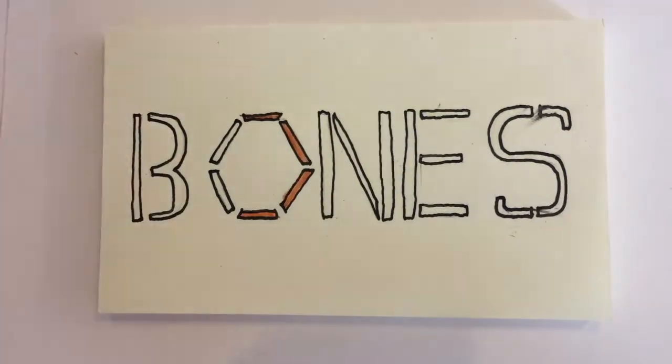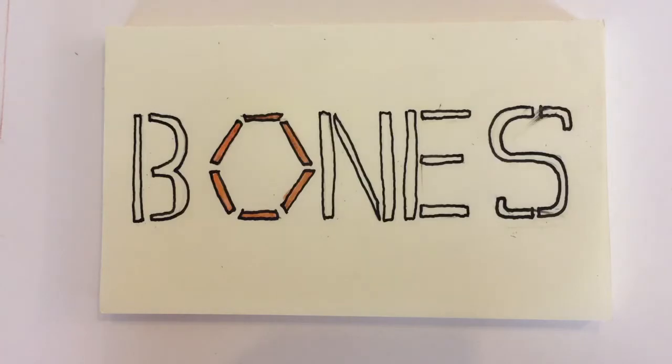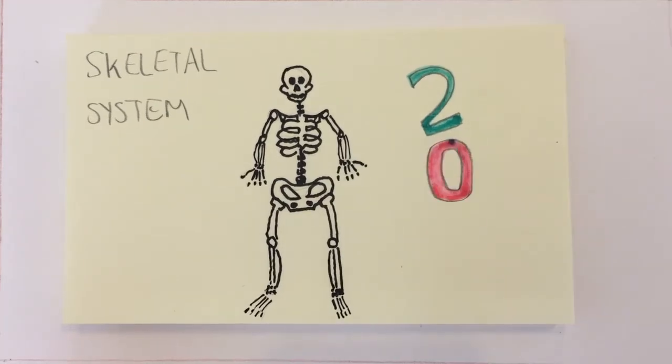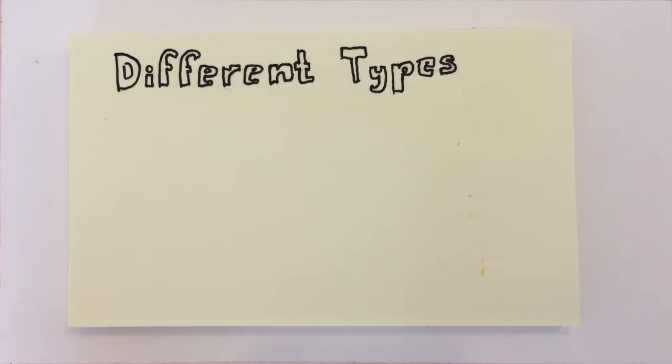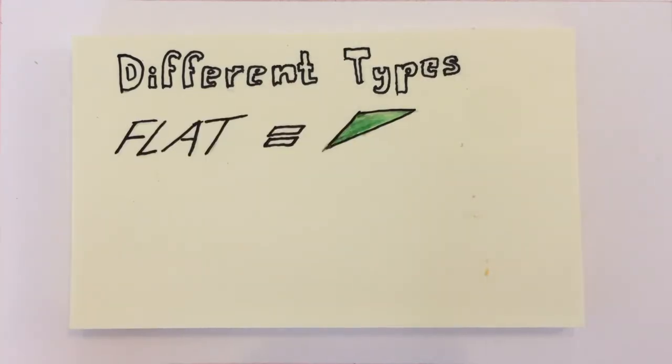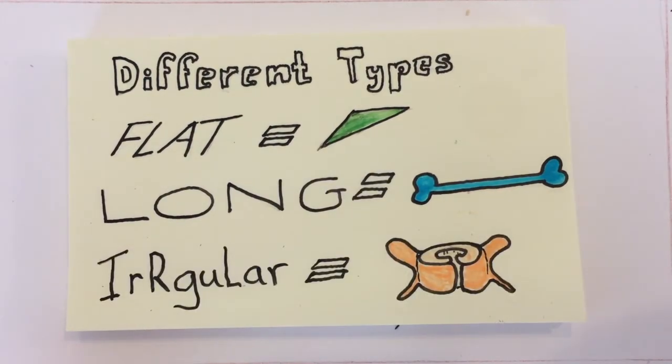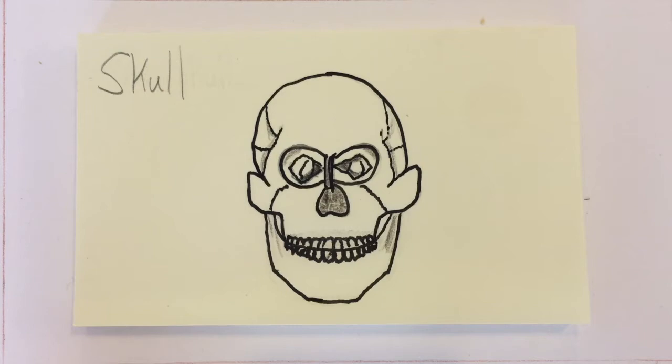Today's topic is on bones. First thing we're going to look at is the skeletal system. The skeletal system has 206 bones in total and consists of different types: flat, long, and irregular bones. You can find flat bones in the skull.